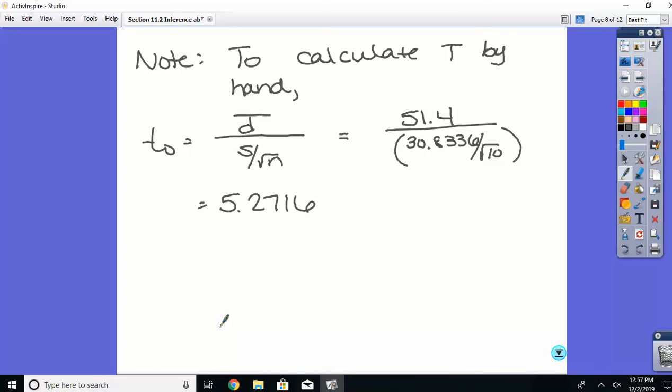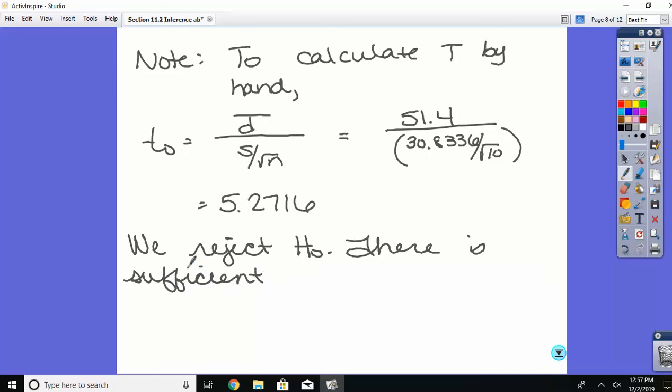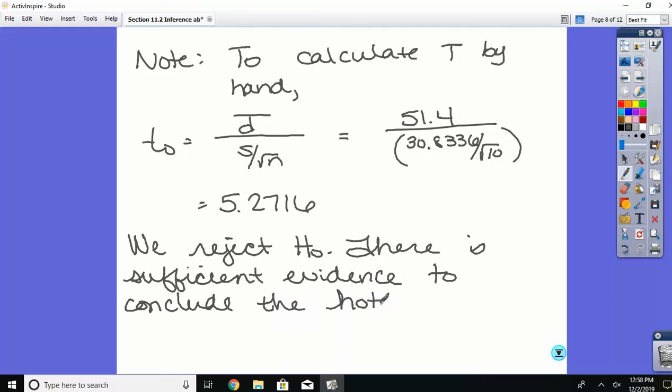So, tell me the sentence I would write. What's my final conclusion? We reject the data because there is sufficient evidence to suggest that they are different. There's sufficient evidence to conclude that hotels are priced differently.